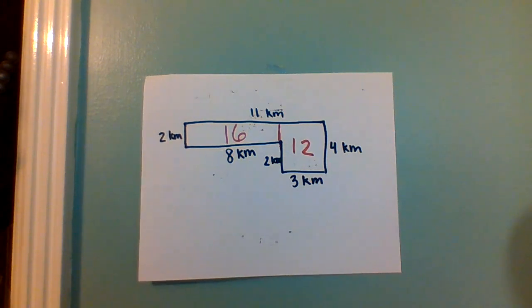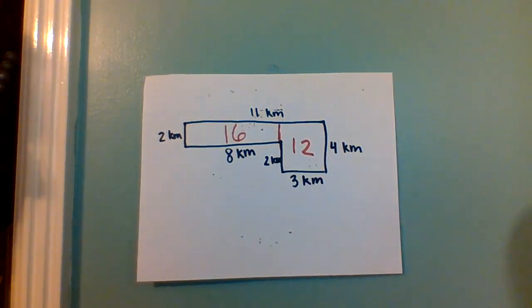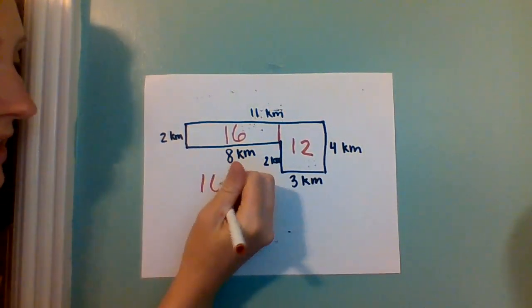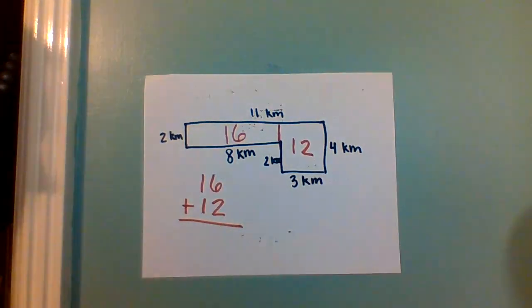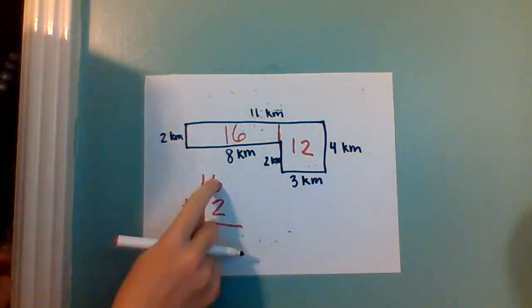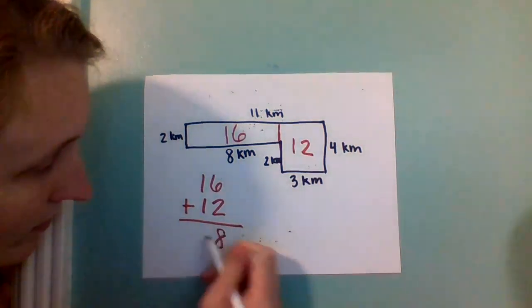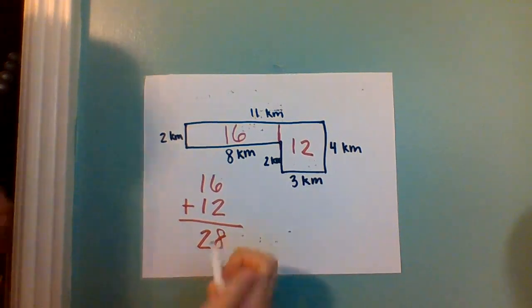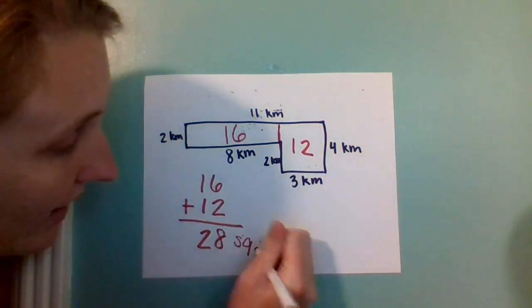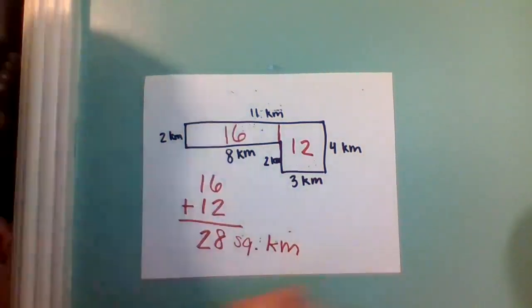So, to find the area of this entire thing, I'm going to do 16 plus 12, and I get 28 square kilometers.